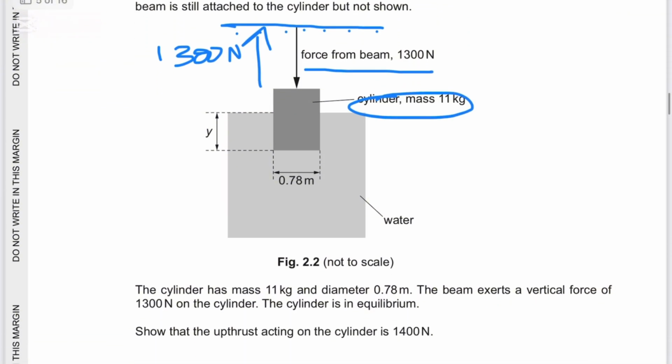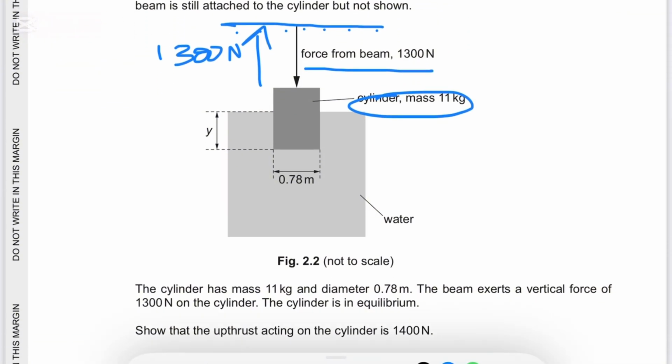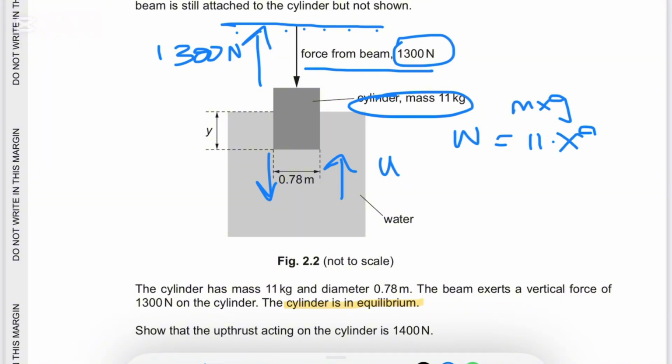So let's look at the system over here. They tell you, the keyword over here is to note that the cylinder is in equilibrium, and what that means is the sum of upward forces acting on this cylinder must be equal to the sum of downward forces acting on it. The only force acting upward on the beam would be the upthrust. The downward forces on it would be the force from the beam, so that's 1300 newtons, and then the weight of the cylinder, which is mass times the gravitational constant, so that's 11 times 9.81.